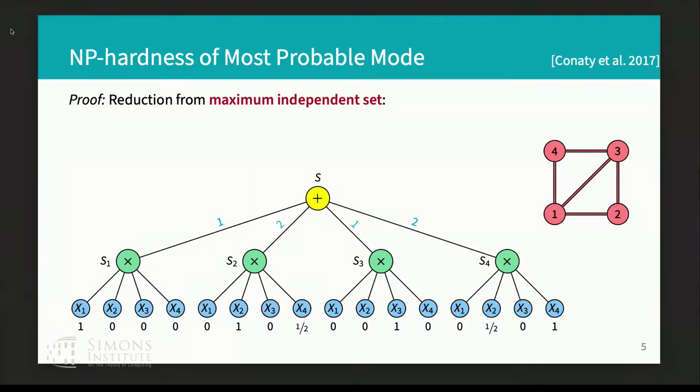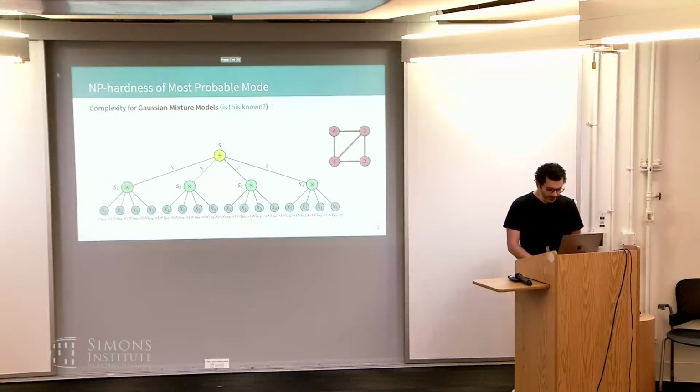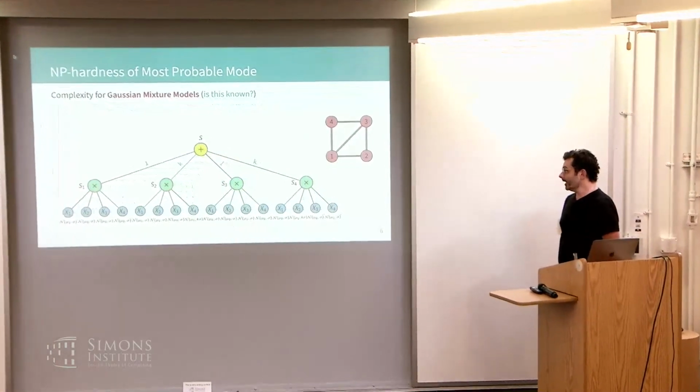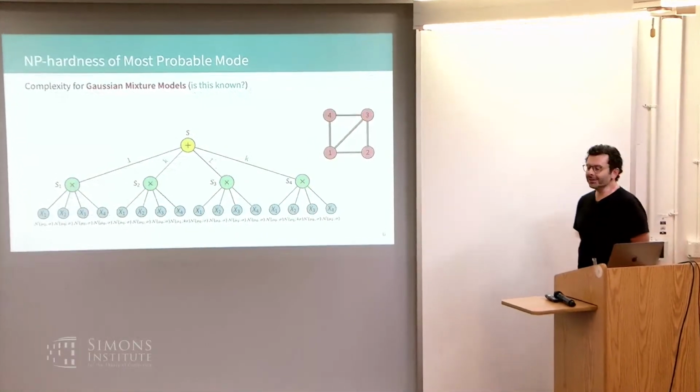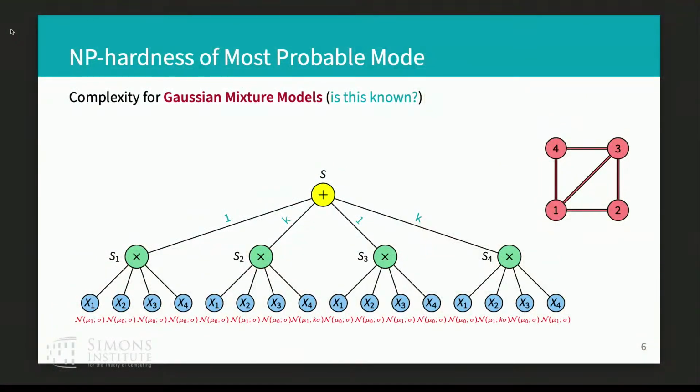Right. So how do you set these variables with Gaussian leaves? I haven't published this, and I thought that given that people have been talking about Gaussian mixture models for so long, someone must have proved this already, right? I've been looking a lot, and I haven't found it. So if someone knows whether this was already shown.